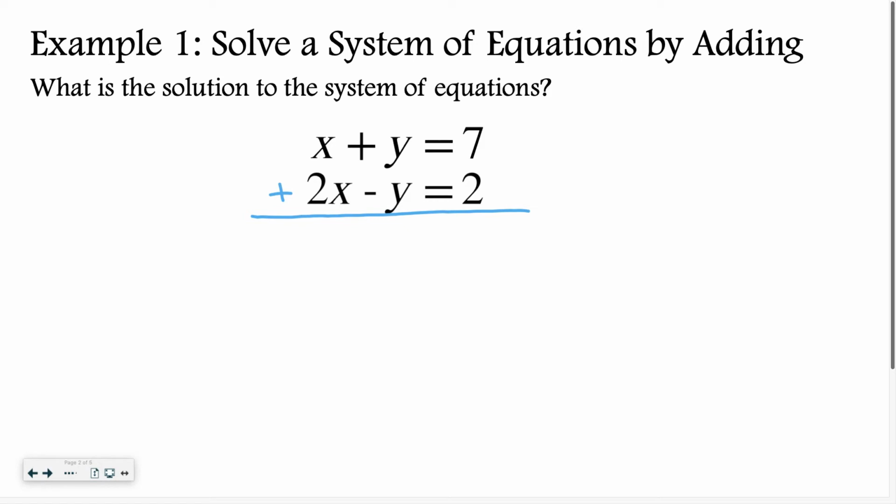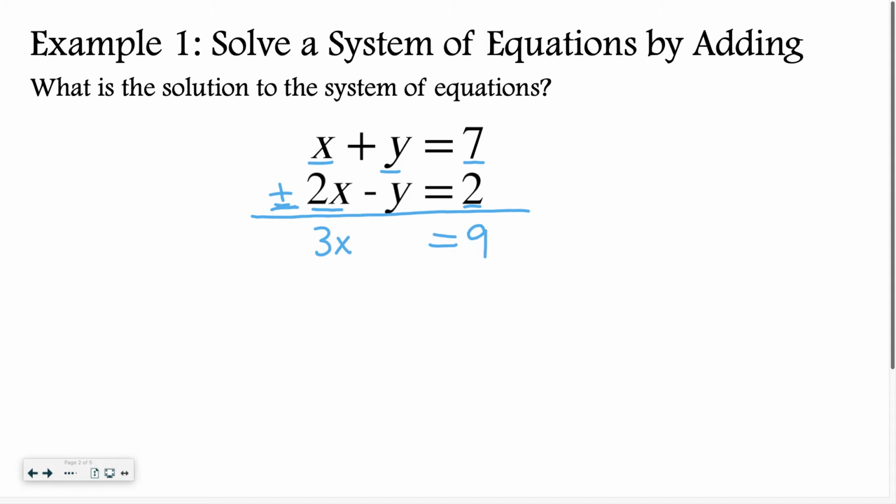So what I mean by that is I'm going to take x plus 2x. So what's x plus 2x? x plus 2x is 3x. And then if I were to say y plus a negative y, that would just be 0, so I'm not going to write anything. I'm going to say equals, and then I have 7 plus 2, which is 9. A common mistake I'll see people make is they'll forget to add those numbers that are all by themselves.